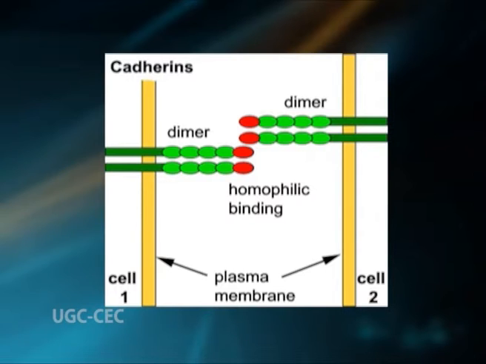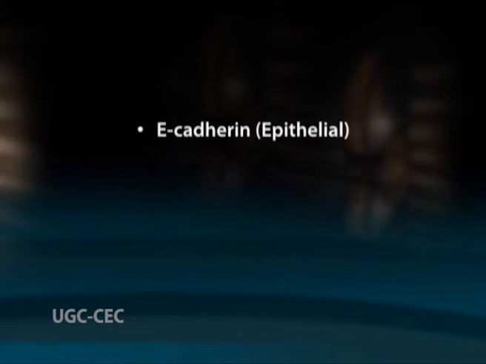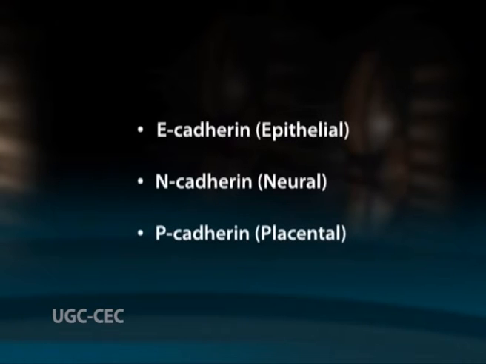Like selectins and immunoglobulin superfamily molecules, cadherins have a modular construction. The best studied cadherins are E-cadherin, or epithelial cadherin, N-cadherin, neural cadherin, and P-cadherin, or placental cadherin. Structural studies indicate that cadherins from the same cell surface associate laterally to form parallel dimers. Different types of cells bearing different cadherins likely engage in different types of interactions.